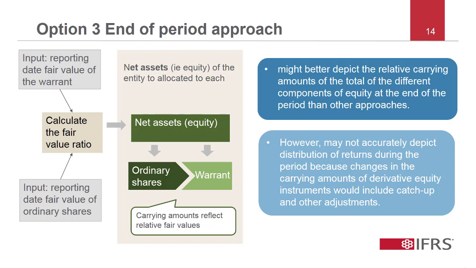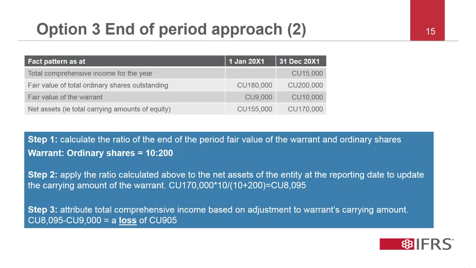However, the end of period approach may not accurately depict the distribution of returns during the period because the changes in the carrying amounts of derivative equity instruments would include catch-up and other adjustments. The catch-up adjustment would arise in the period the derivative is issued because derivative equity instruments would be issued at fair value, whereas the carrying amount of net assets to be attributed is book value of equity, which would typically be different to the fair value of equity instruments.